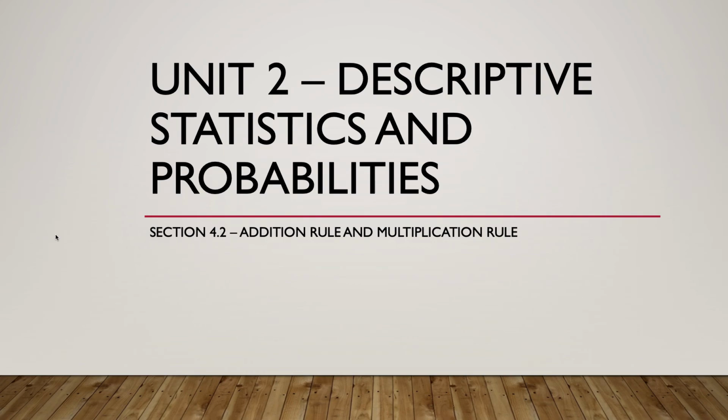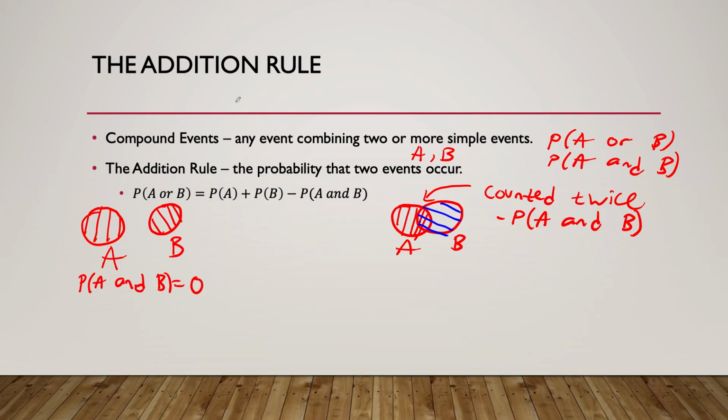To is on the addition rule and multiplication rule. The addition rule specifically deals with compound events, and that's any event combining two or more simple events. For example, those would be A or B, or A and B. In this case, for the addition rule, we're going to be doing the A or B option.